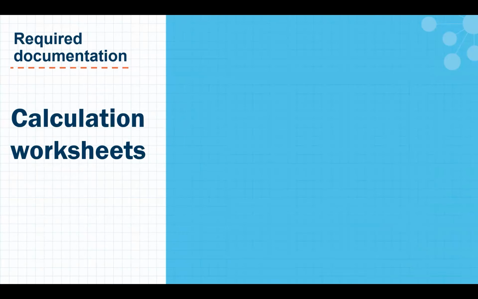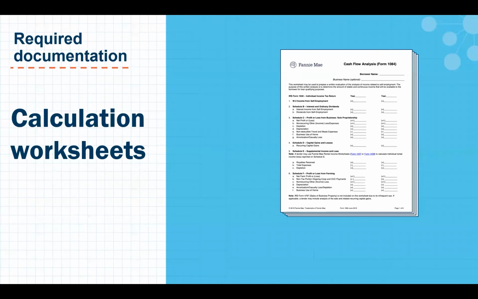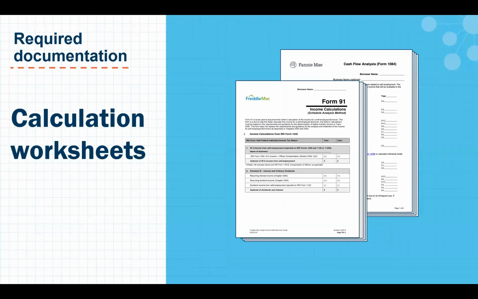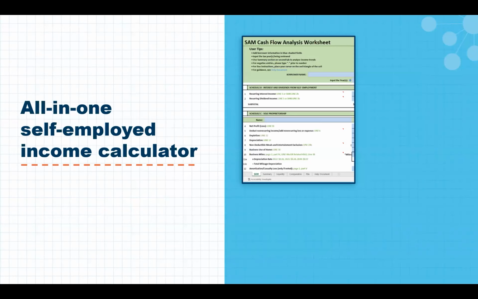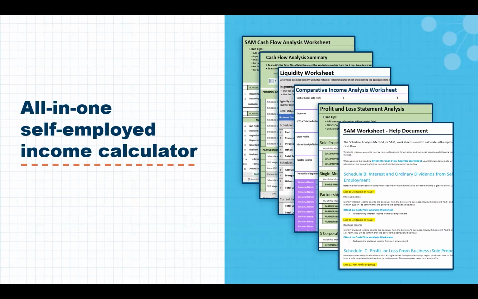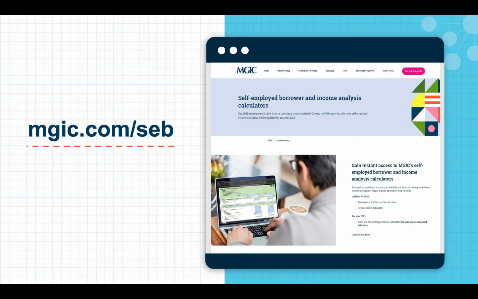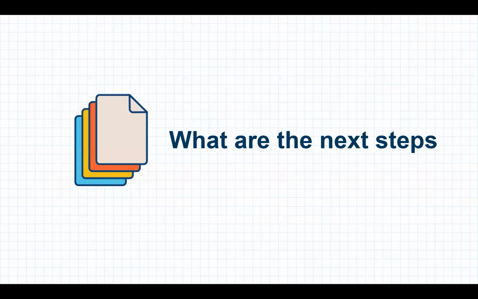Lastly, we will want to document how we went about calculating our income by the use of an income calculation worksheet. You could use Fannie Mae's 1084, Freddie Mac's 91, or you could certainly download our MGIC SAM worksheet. Our new all-in-one self-employed income calculator is designed to be an all-encompassing tool for the analysis and calculation of self-employed income. This calculator includes 4 worksheets and 1 calculation tool. The calculator can be accessed at mgic.com/SEB.